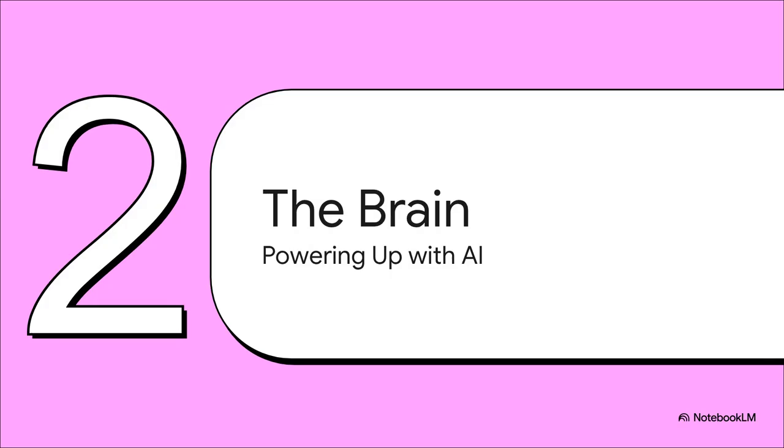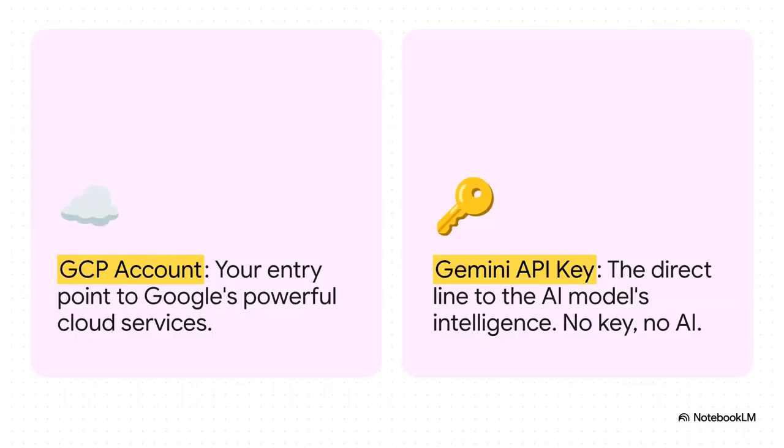All right, the foundation is laid. Now for the really exciting part. This is where we install the brains of the operation. This is all about hooking our app up to the powerful AI model that's going to make it truly agentic. So to tap into Gemini's intelligence, you need two things. First, you'll need a Google Cloud Platform account. Think of that as the main entrance to the entire Google Cloud building.